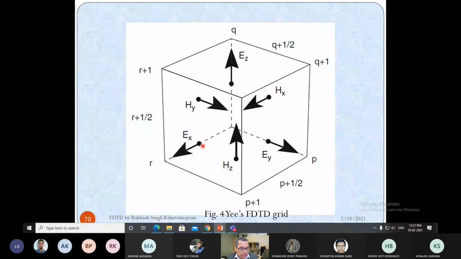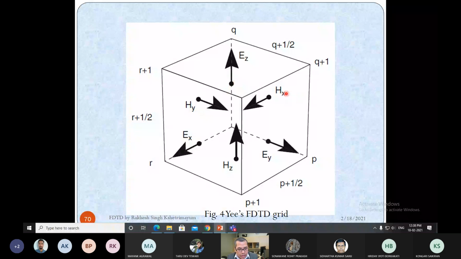Ex is directed along the X-axis, and what do you see? It is placed at the edge. This edge is along the X-axis, this edge is along the X-axis. Along the edge, along the X-axis, it is placed at the center. Similarly, along the edge of the cube along the Y-axis, you're placing Ey at the center. And here, you're placing Ez along the Z-axis, and it's at the center. Just remember that at the center of every edge along the X-axis, Y-axis, and Z-axis, we are placing Ex, Ey, Ez.